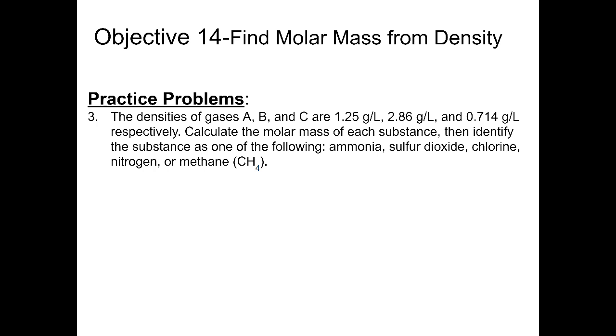Now, what we're going to do to figure out the rest of this question is look at ammonia, sulfur dioxide, chlorine, nitrogen, methane, and C, what their molar masses are. Remember that some of these are going to be diatomics. Also, if you're not sure what ammonia is, you can always Google it if you'd like. It is NH3.